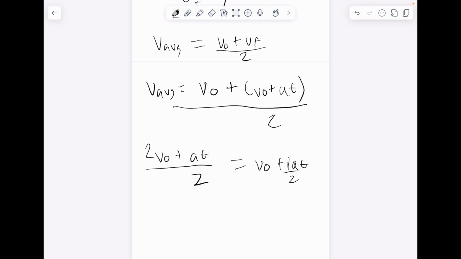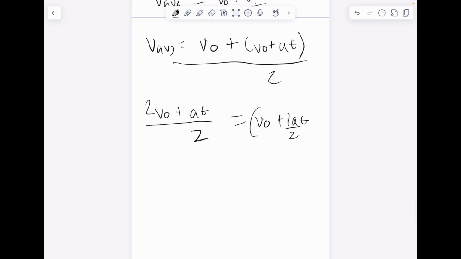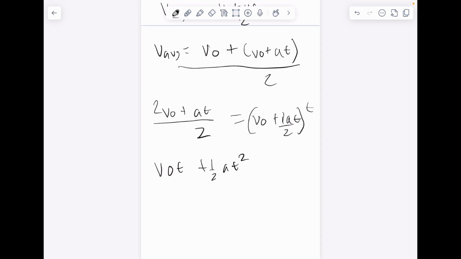But the thing is, since we need to solve for displacement, we have to multiply everything by time, because right now we would only get a velocity from this, but we're looking for a displacement. So if you multiply everything by time, then you get v₀t plus 1/2 at squared. Also, from a calculus perspective, this formula is nothing but the integral of the initial formula.